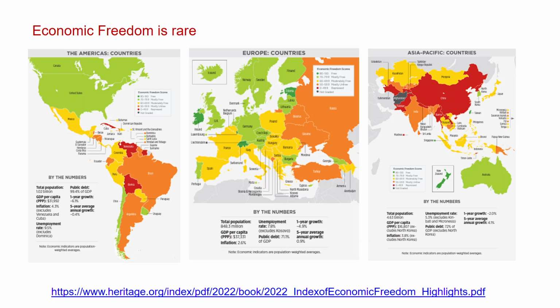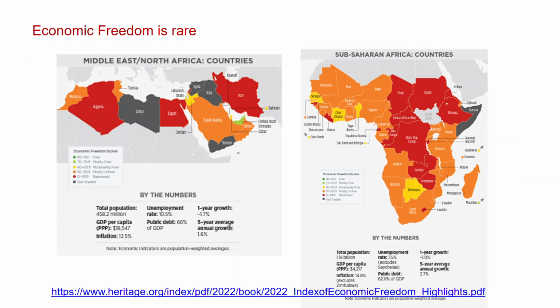Now, where are the countries that are economically free? It turns out it's very rare. Dark green are your free countries. Light green are your mostly free countries. And red is your repressed countries. Most of the world is not free.